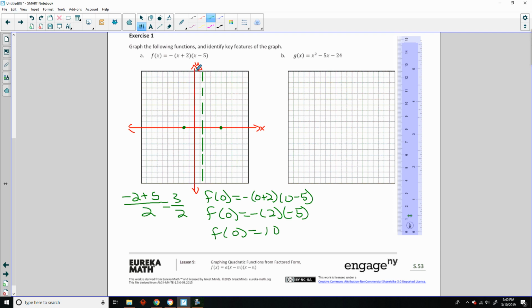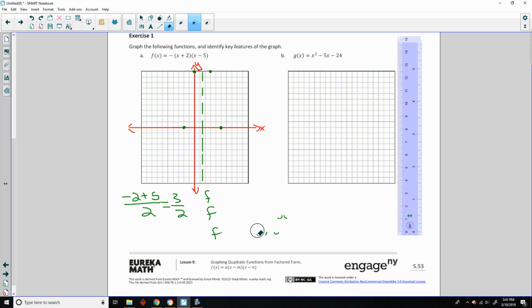So 0, 10 is right here. And I'm 1.5 away from my axis of symmetry. So if I go a half and one more, I also have a point here at 3, 10. And if I plugged in 1.5 into this equation, that would give me my y value of my vertex. That's giving me my vertex. You always want to have the vertex in your graph. So now I'm just going to do this over.